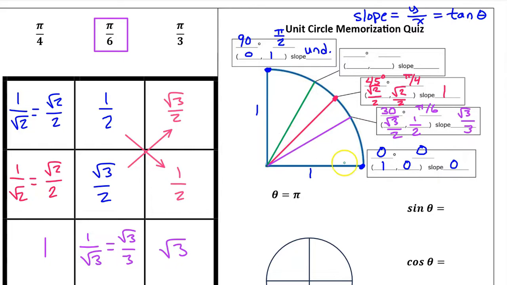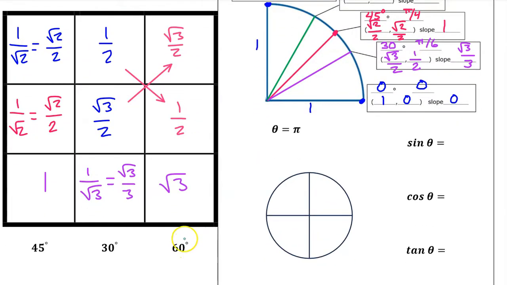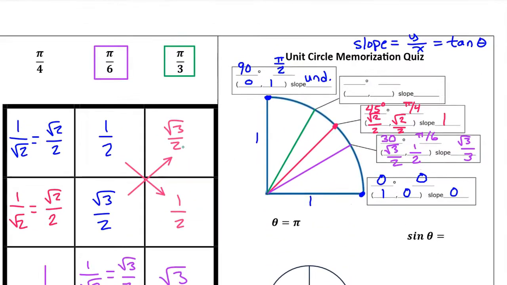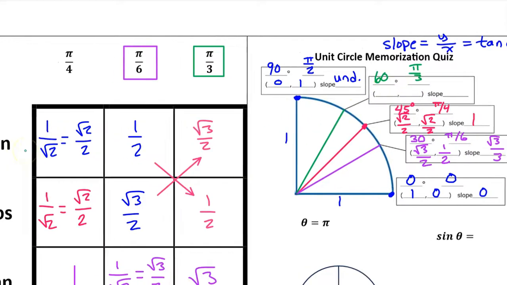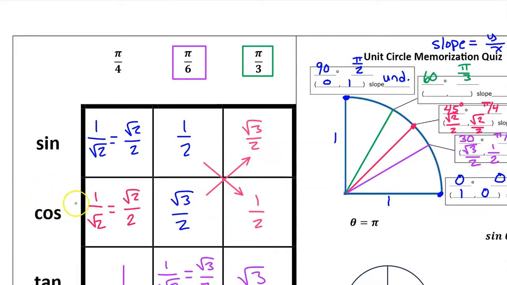Finally, let's do the angle that is the biggest of these three. The biggest of these three angles is pi over 3. This is the angle that we used to call 60 degrees back in geometry class. So 60 degrees, pi over 3 radians. Because this is the unit circle, the x value will be the cosine of pi over 3. So let's look at the chart. The cosine of pi over 3 is 1/2.